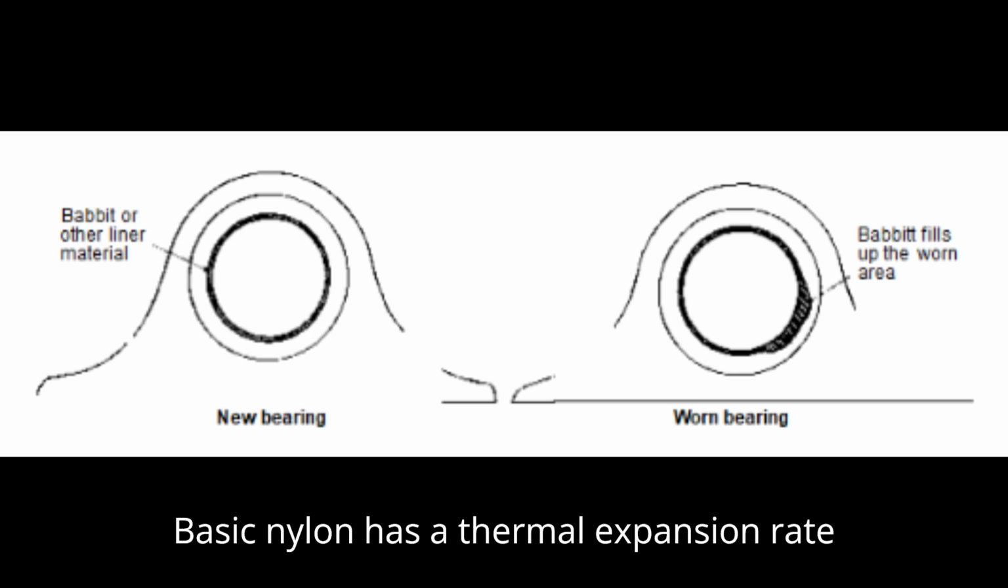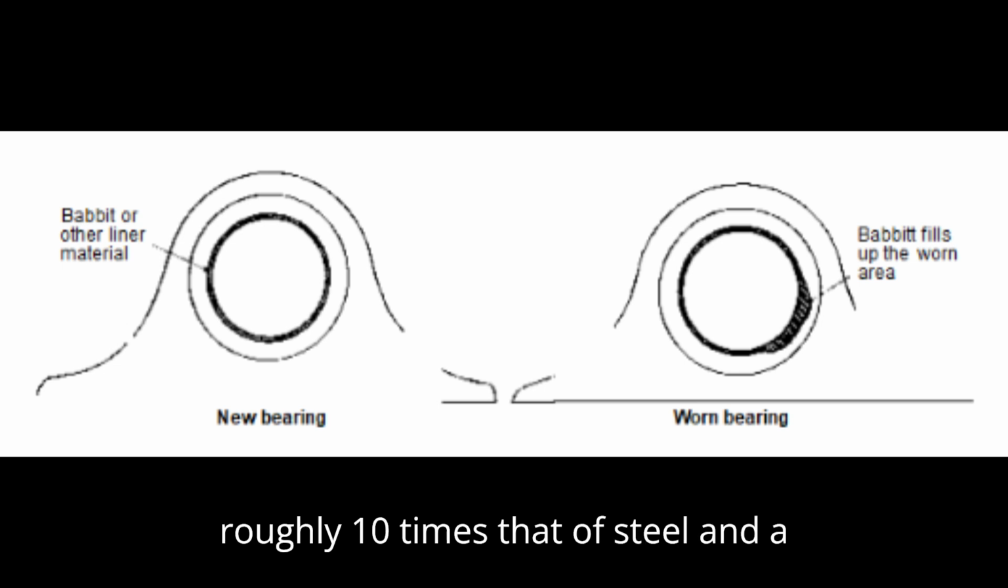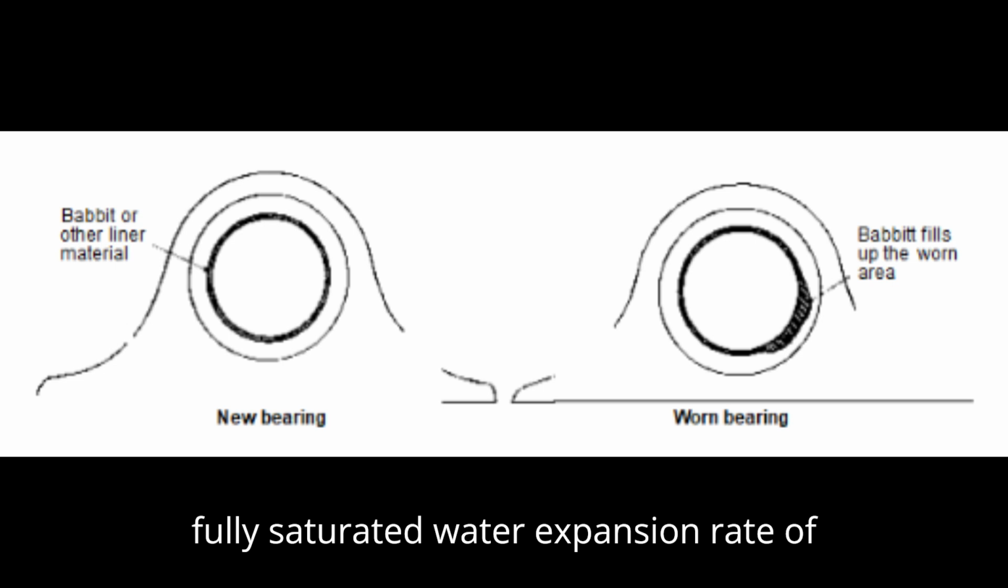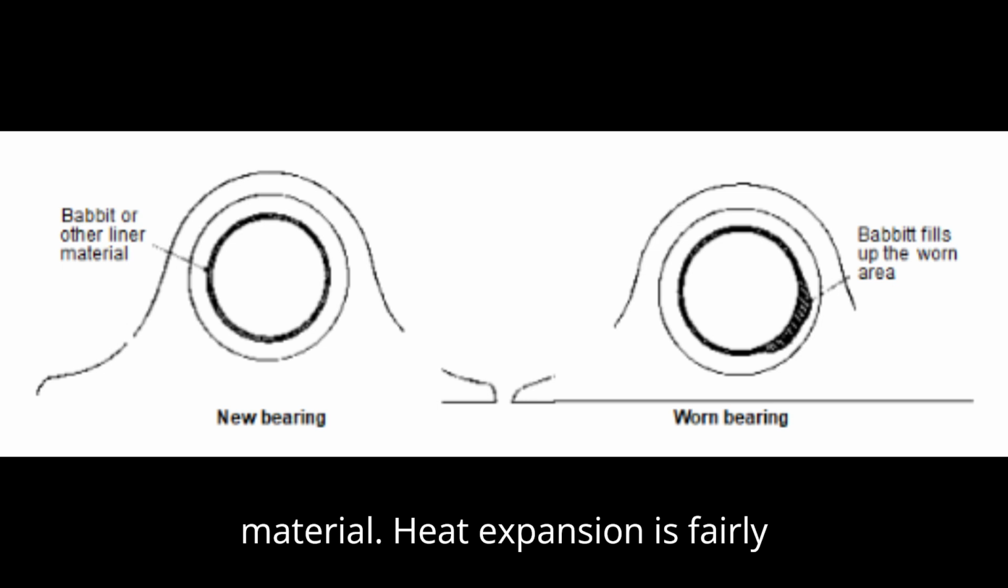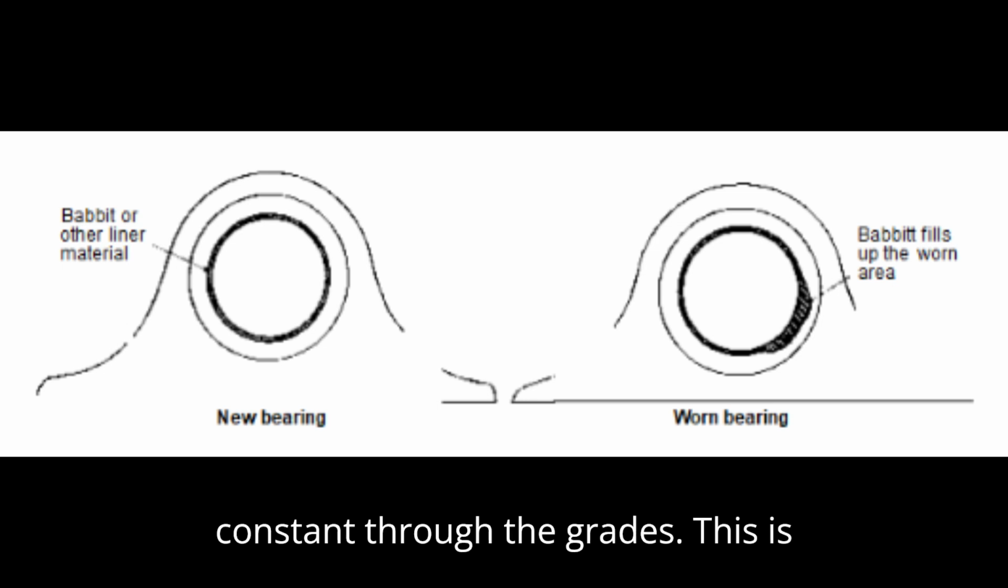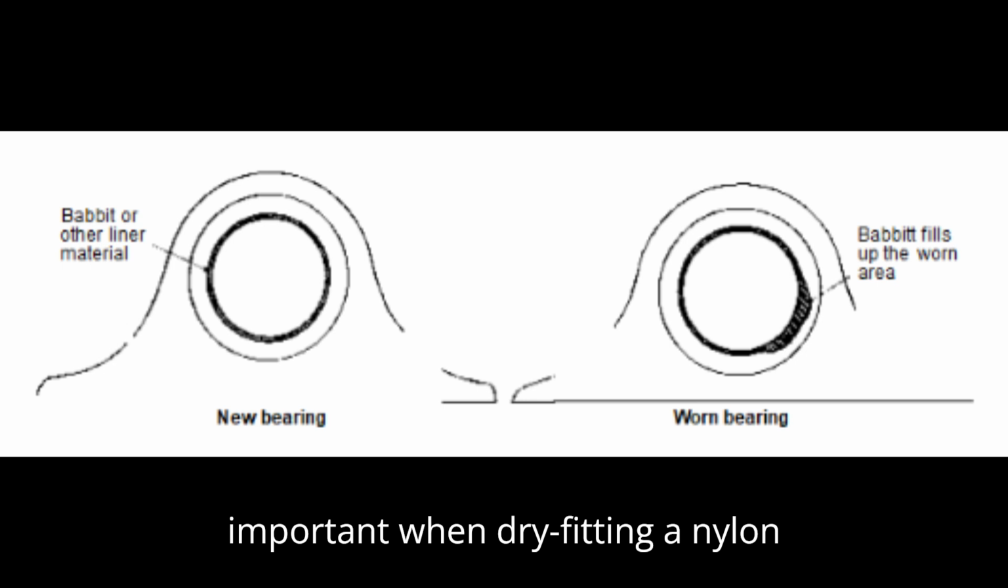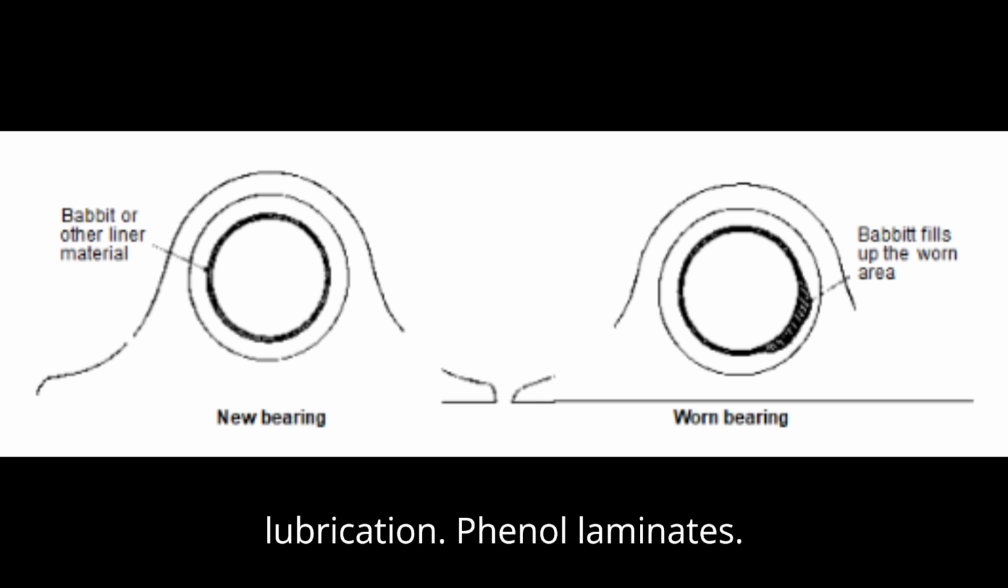Basic nylon has a thermal expansion rate roughly 10 times that of steel and a fully saturated water expansion rate of 0.0256 inch per inch of material. Heat expansion is fairly constant through the grades. This is important when dry fitting a nylon bearing which will run with water lubrication.